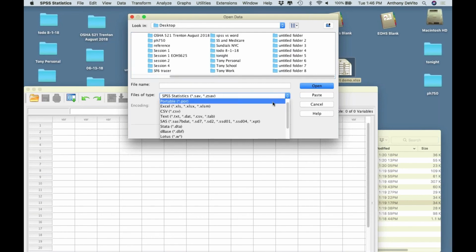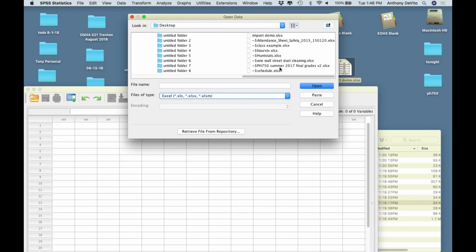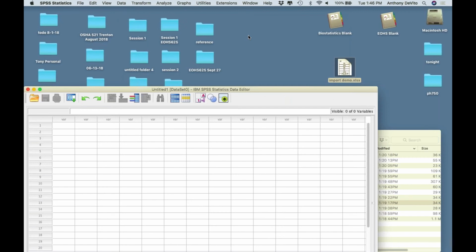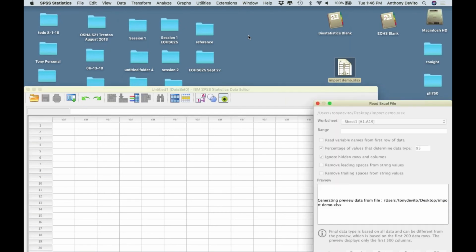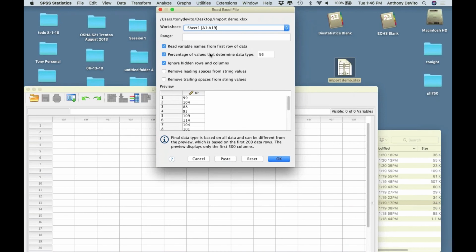So I have to let it know that the file I want to open is an Excel file. I can click down on that, and I get a drop down that allows me to choose Excel files. And now I should see any Excel files that are on my desktop. There are several there, including the one we just created, import demo Excel. So I'm going to open that up. I'll double click it or click open. It's going to be imported into SPSS, but first it's going to ask me some questions about it.